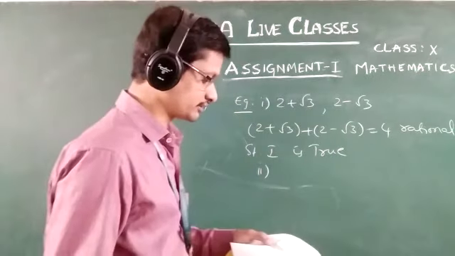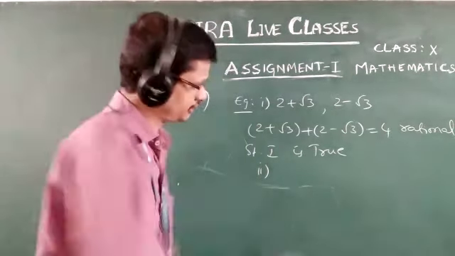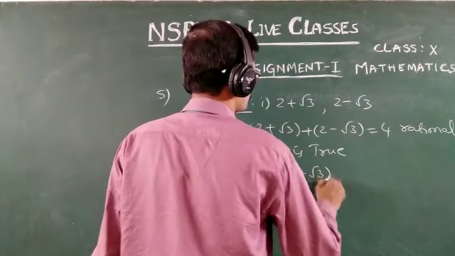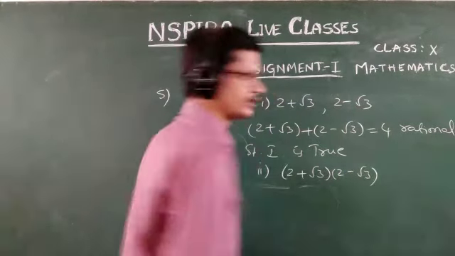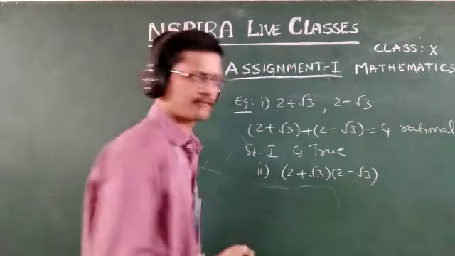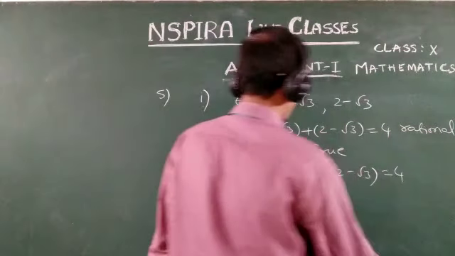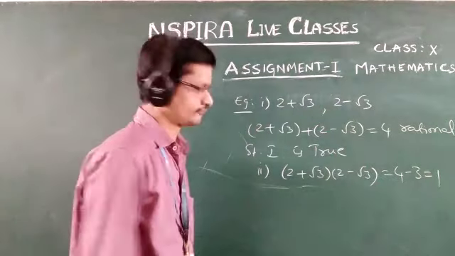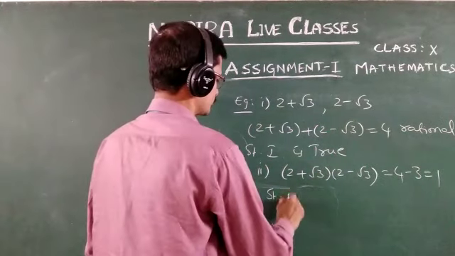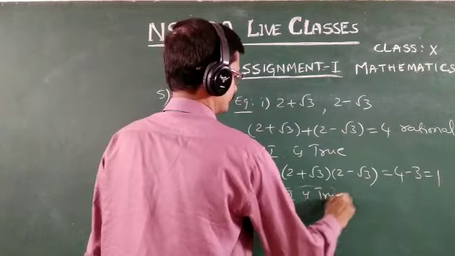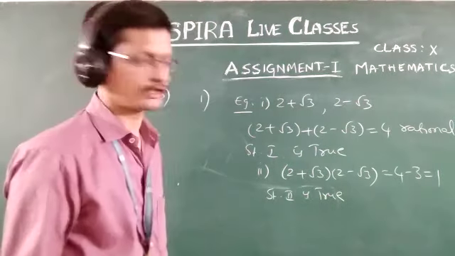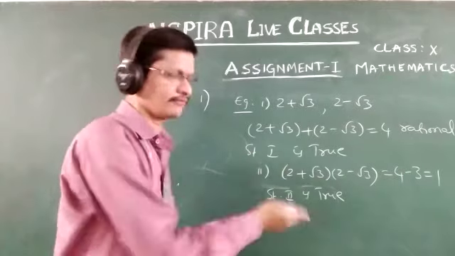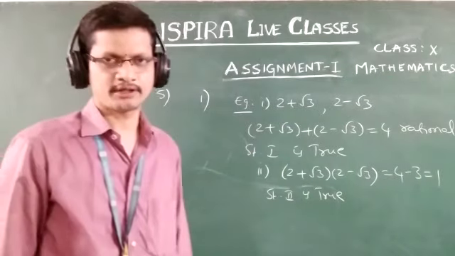The product of two irrational numbers need not be irrational. Consider the same example: 2 plus root 3 into 2 minus root 3. This is (a plus b) into (a minus b), so a square minus b square. So 4 minus 3 is equal to 1, which is rational. So statement 2 is also correct. The product of any two irrational numbers need not be irrational. To justify, give examples. That's all. Thank you.